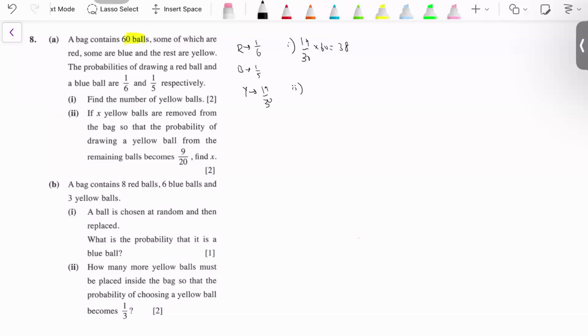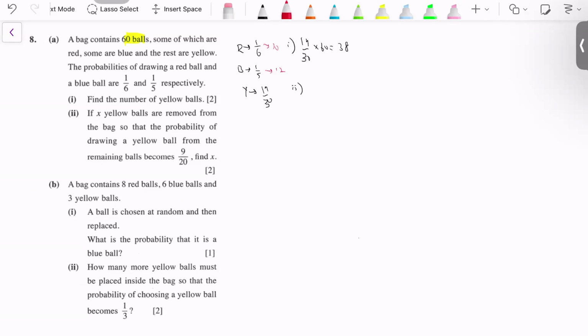So in this case, how do we solve it? Firstly, we find the number of red balls, which is 10. Number of blue balls is 12. So in this case, we know there are 10 red balls, 12 blue balls. We'll make use of these two pieces of information because they stay constant. After removing the yellow balls, the number of red balls and the number of blue balls stays the same. So we'll make use of this.